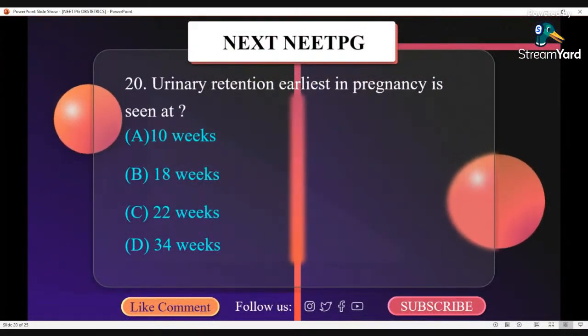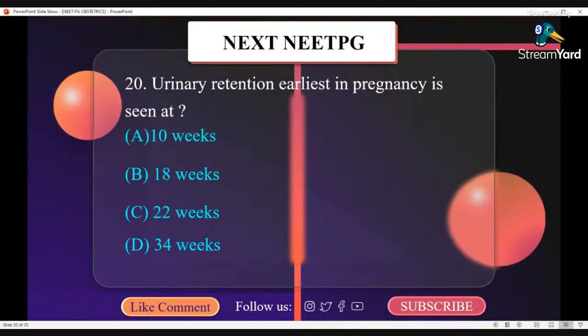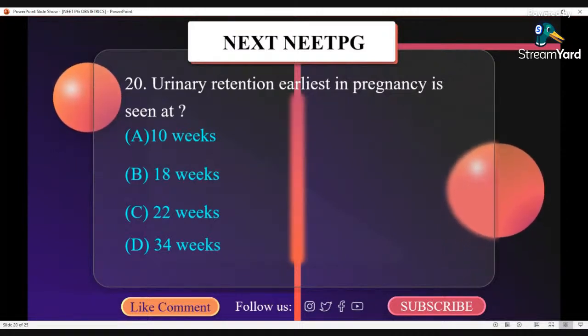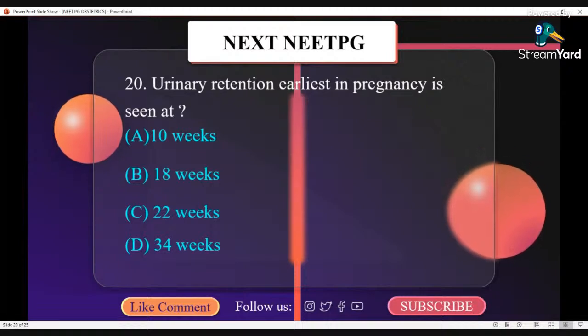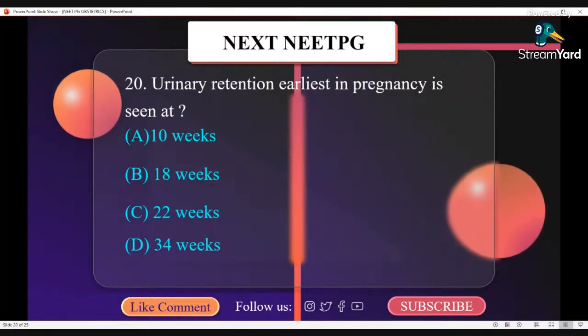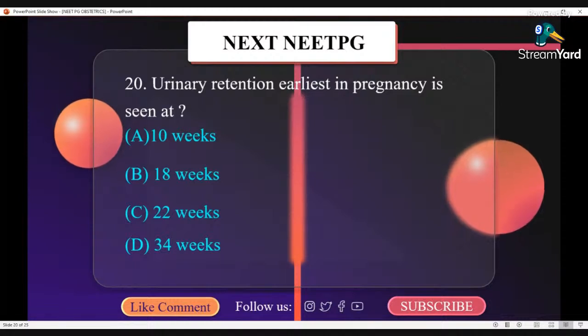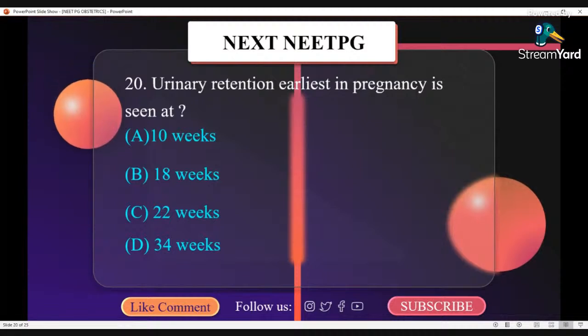Urinary retention earliest in pregnancy is seen at A. 10 weeks. B. 18 weeks. C. 22 weeks. And D. 34 weeks. Urinary retention earliest in pregnancy is seen at A. 10 weeks.